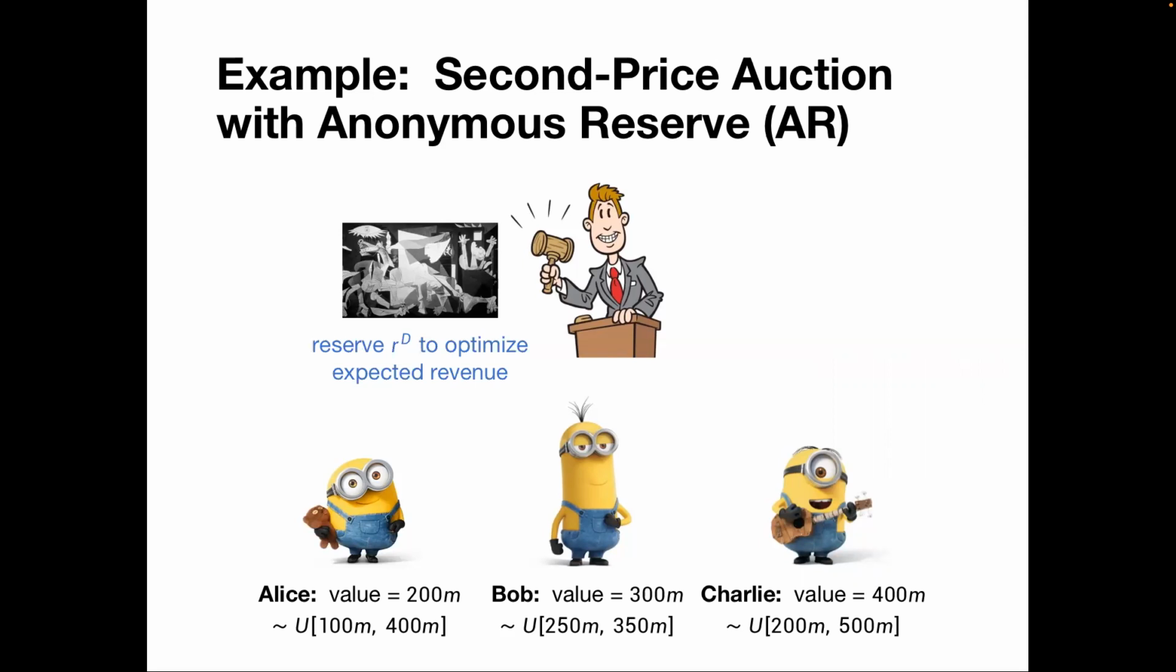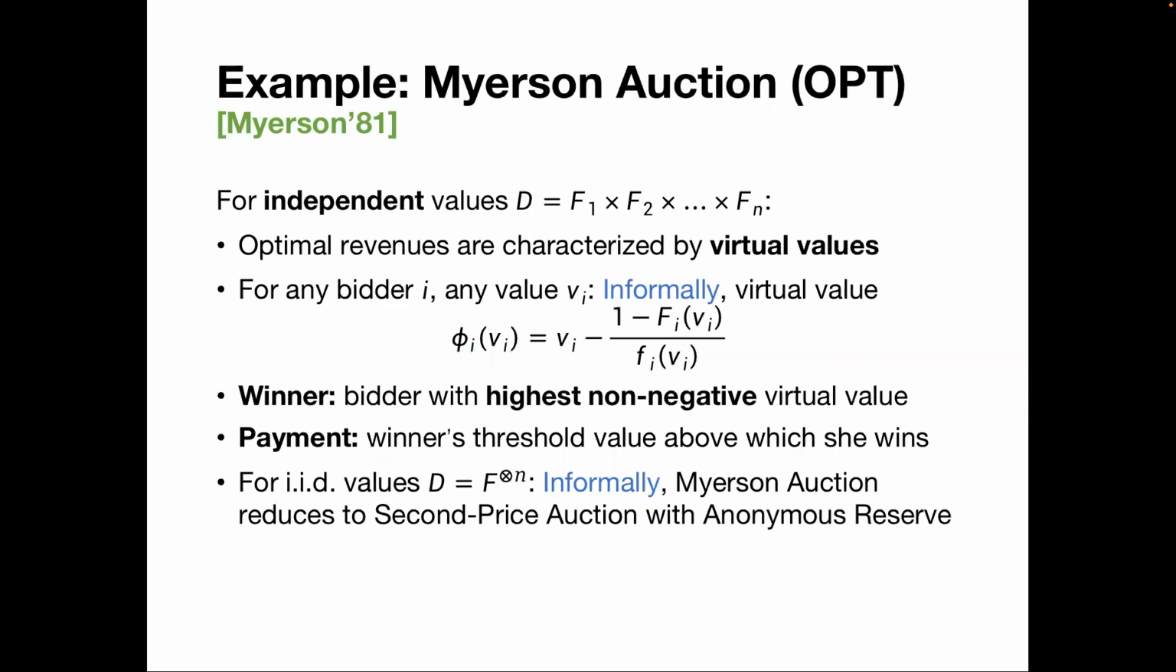So a natural question for the seller is, well, suppose I know the value distributions of Alice, Bob, and Charlie, then I would like to optimize my reserve price to maximize my expected revenue. It turns out that the second price auction with anonymous reserve is not the revenue optimal auction, and that optimal auction is the well-known Myerson's auction.